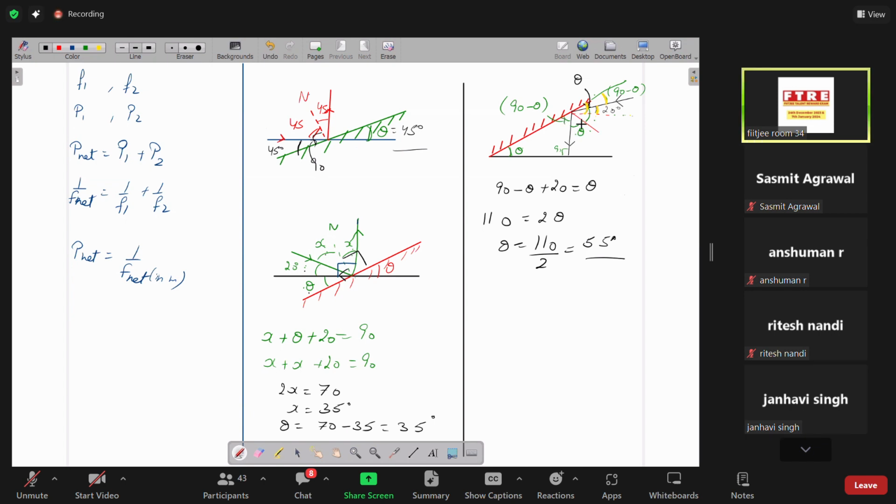Beta, it is given that after reflection, the ray becomes vertical. So that means this reflected ray is vertical, no? So at the horizontal, the angle formed should be 90 degrees. This angle will be 90 degrees or not? Yes, ma'am. The other angle becomes the complementary angle. So it will be 90 minus theta. Okay, ma'am. Got it? Yes, ma'am.